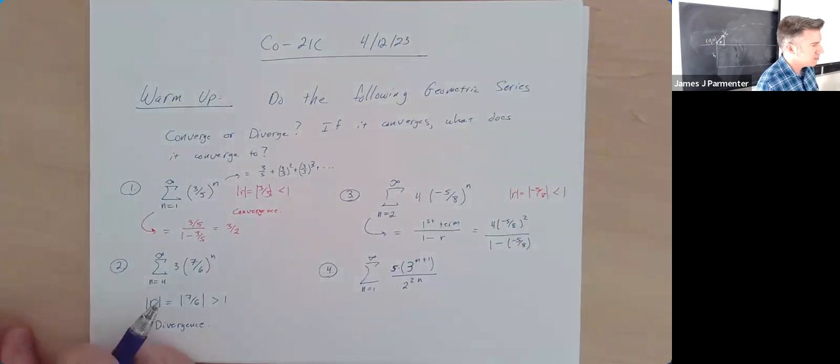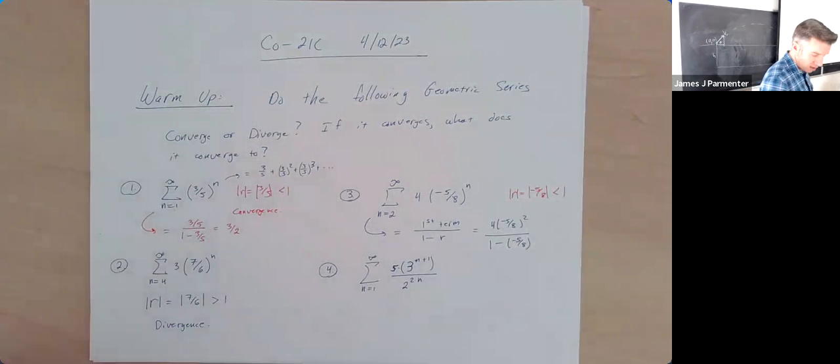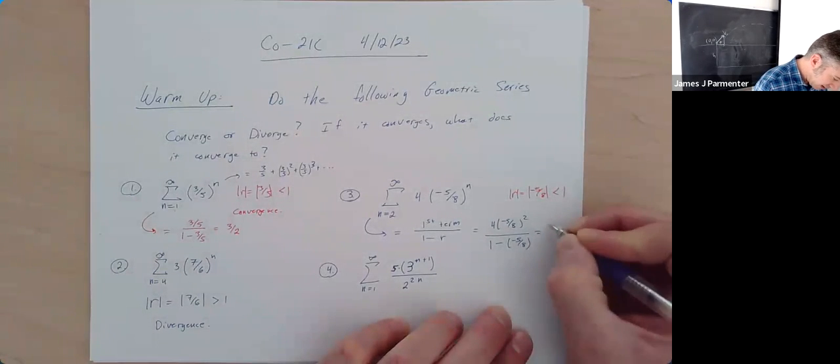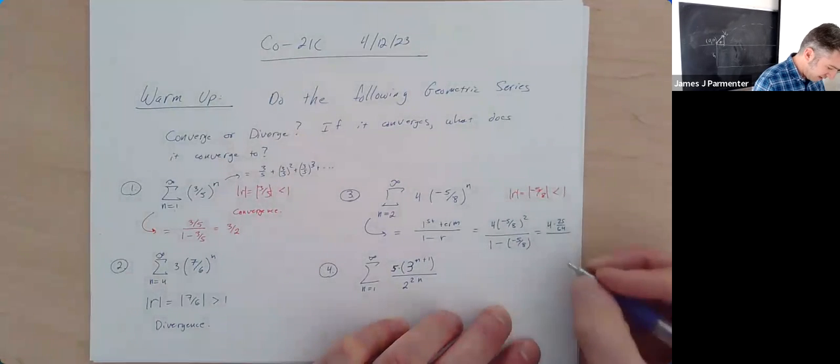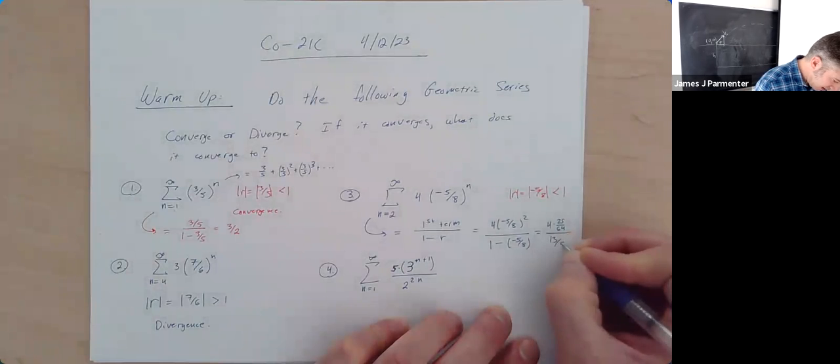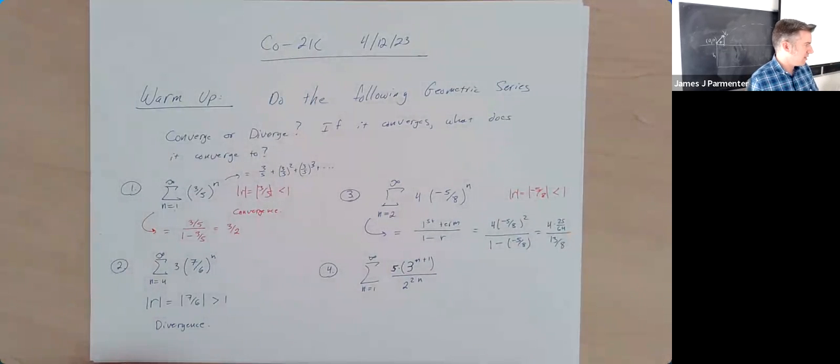And yeah, you could simplify that. Do you really need to? Maybe if your instructor wants you to. I would say this simplifies as 4 times 25 over 64 over 1 plus 5/8, which is 13/8. And there's more you could do there, but I think you all can do that.